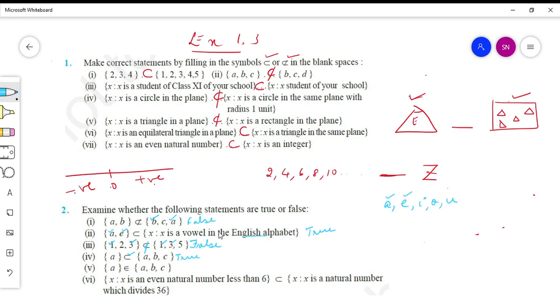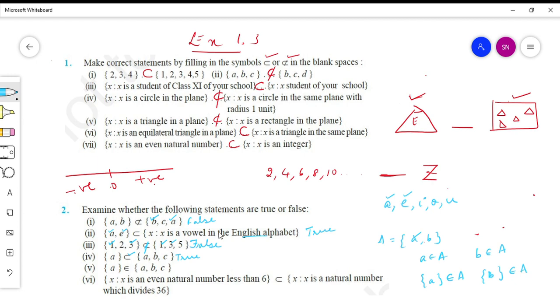Coming to the fifth question, I have {a} belongs to {a, b, c}. Now please understand, my dear learners, I'll give you an example. If I have set A equal to {a, b}, I can only tell that element a belongs to set A and element b belongs to set A. I cannot say that the set {a} belongs to A, or that this denotation b belongs to set A.